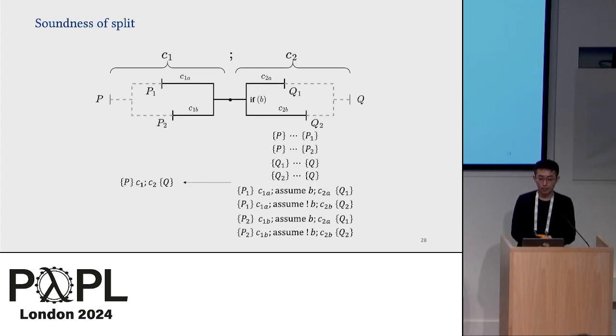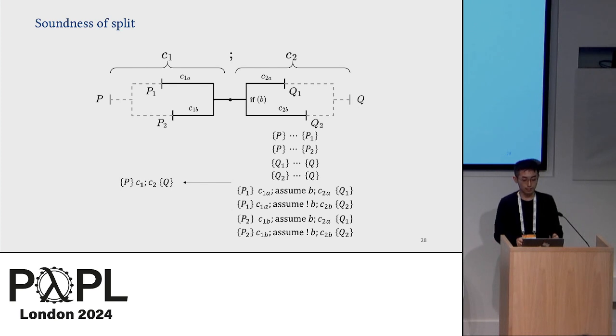Now we'll use the induction step of sequential composition as an example to show our main idea of the proof. In this step, we are going to derive the original Hoare triple, P, C1, C2, Q, from the split paths on the right.